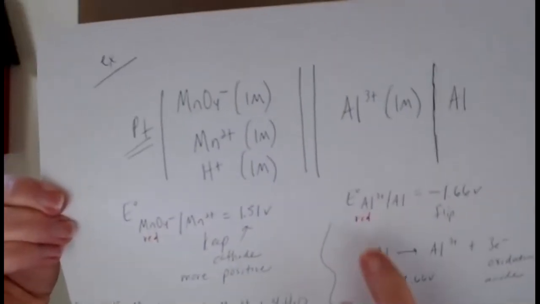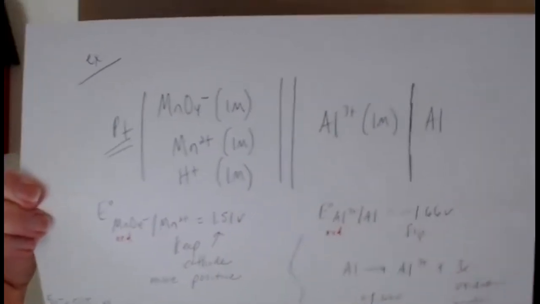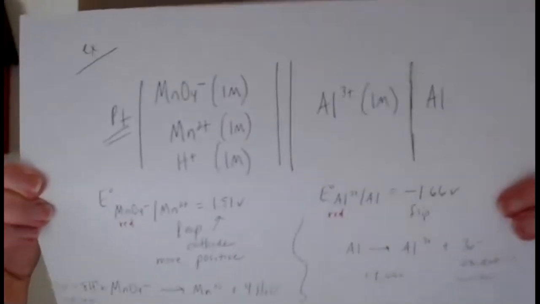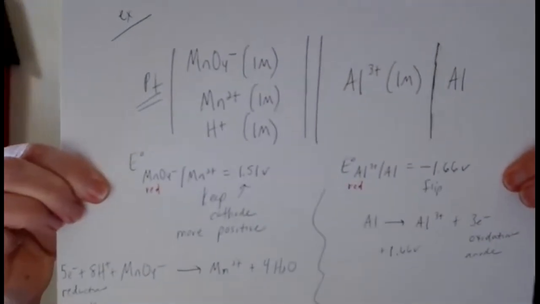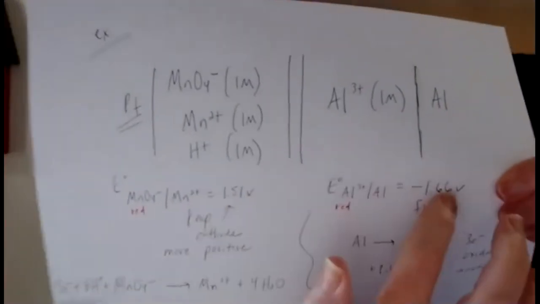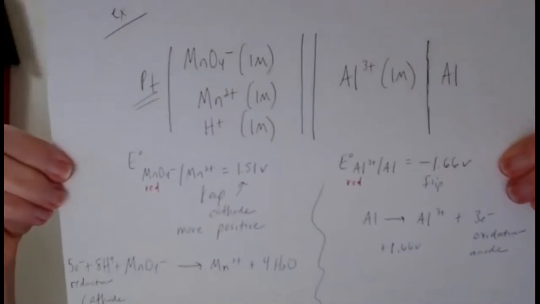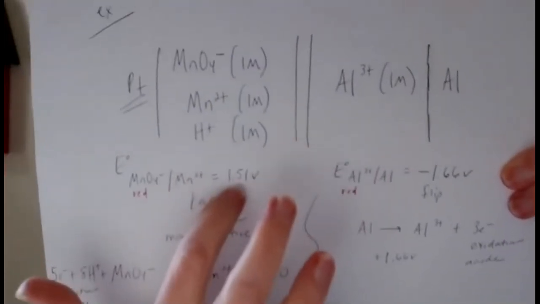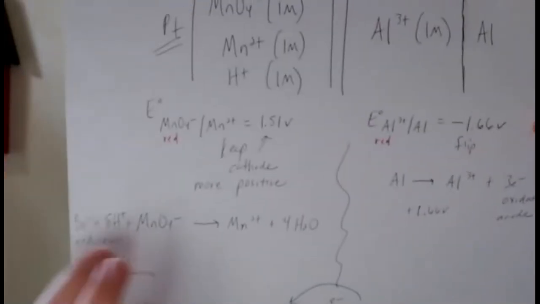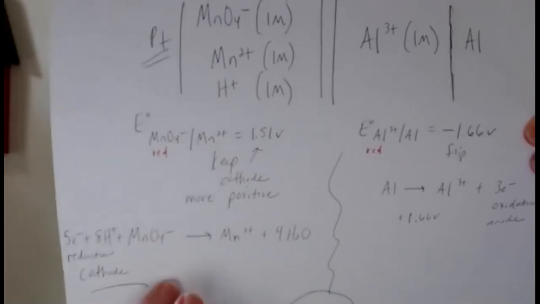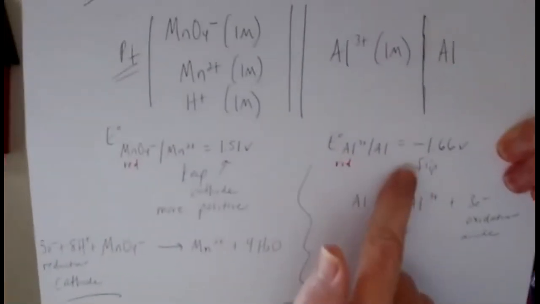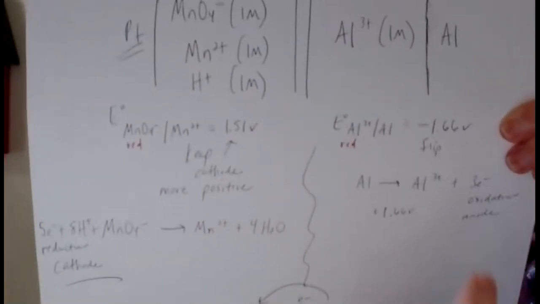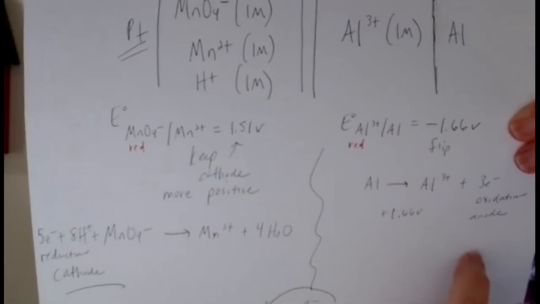Here, I have aluminum 3 to 0. That's a drop of 3. So they're both reductions. Both of these numbers here are reductions. You keep the more positive one. Let that be the cathode. Flip the other one. Let that be the anode.